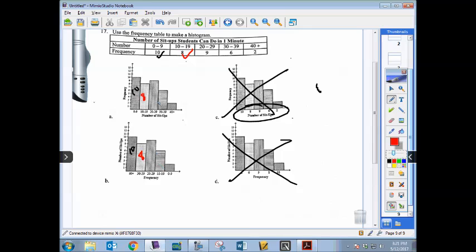Now between 20 and 29 sit-ups. Okay, so it says 9 people. I can see right there, yeah, that goes to 9. Yep, that one goes to 9. Okay, and so that means they're still good up to this point.